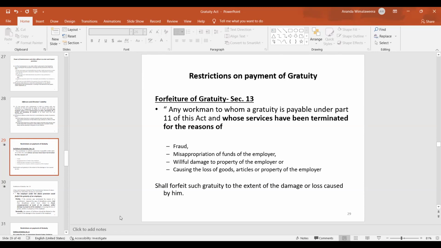Right. Write the next ruling, the next ruler, not a paragraph. Shall forfeit, F-O-R-F-E-I-T, shall forfeit, the employer can withhold such gratuity to the extent of the damage, or loss, L-O-S-S, caused by the employee.